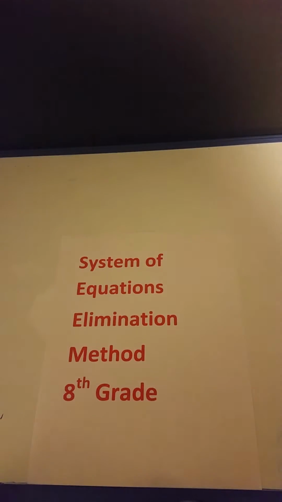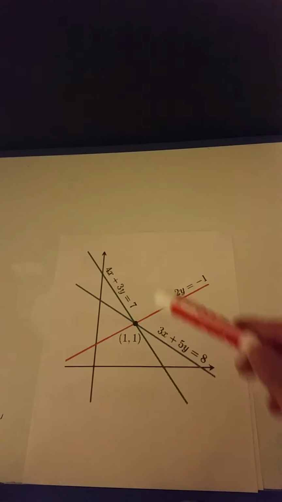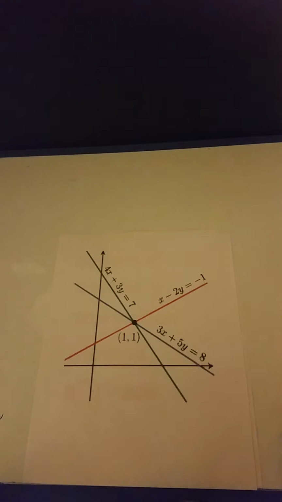Okay, here's our video on a system of equations using elimination. As you know, with a system of equations, we're trying to find where two or more linear equations will meet on a graph, because that is the solution. In this case, we have three linear equations, and they all meet at 1, 1. So that would be the solution to the system of equations.